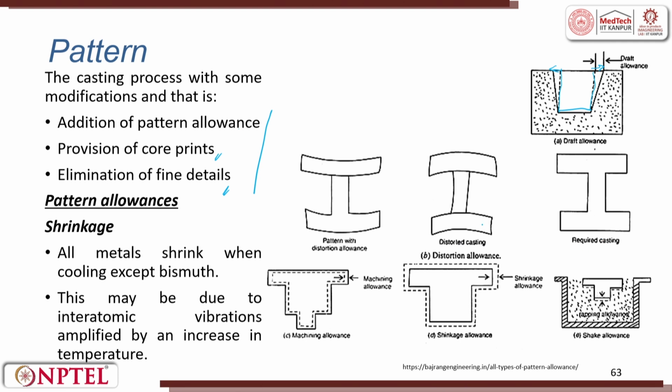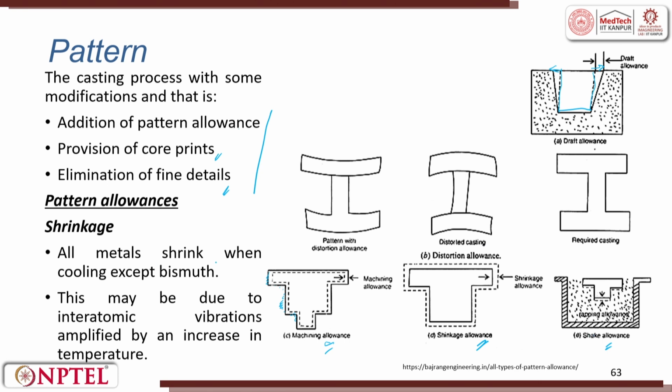So, what we do is, we try to compensate and get the best out of it. These are some small machining allowances, because there can be sand which gets into the skin of the casting. So, there is a machining allowance to remove it to produce the part. Then there is a shrinkage allowance, and then there is a shake allowance. So, these are some of the allowances which are given to the pattern.